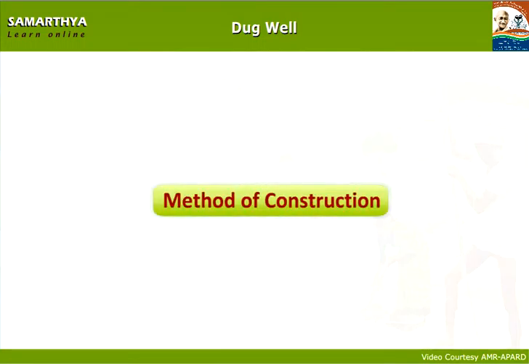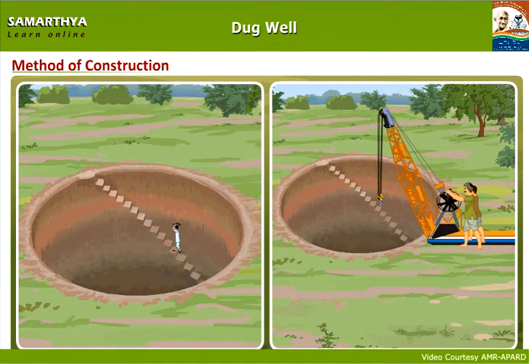Method of constructing open wells. Construction of a well can be done in two methods. 1. Depositing the dugout soil upward by workers. 2. Depositing the dugout soil upward by cranes.